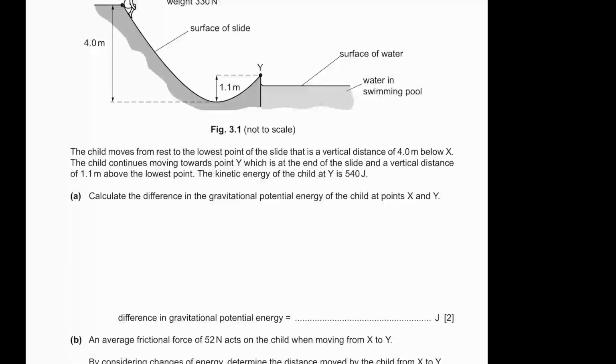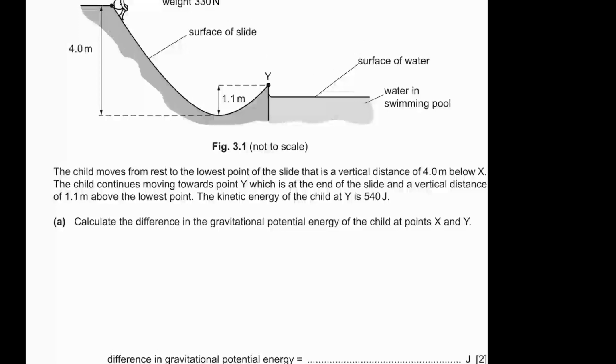The child moves from rest to the lowest point of the slide, which is a vertical distance of 4 meters below point X. The child continues moving towards point Y, which is at the end of the slide, at a vertical distance of 1.1 meters above the lowest point. The kinetic energy of the child at point Y is 540 joules. Calculate the difference in gravitational potential energy of the child at point X and Y.